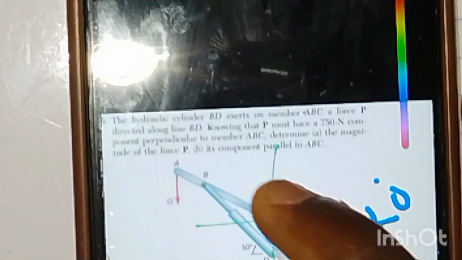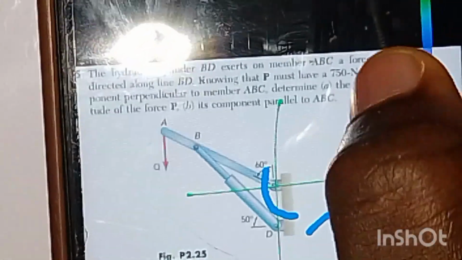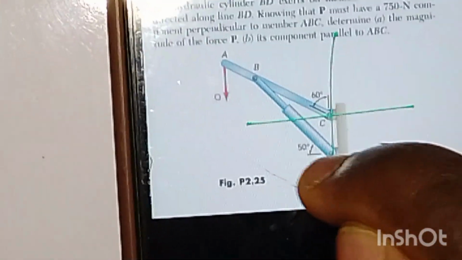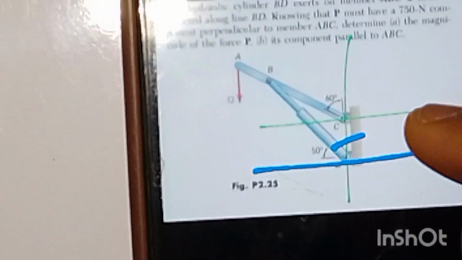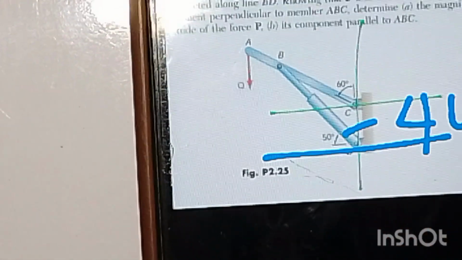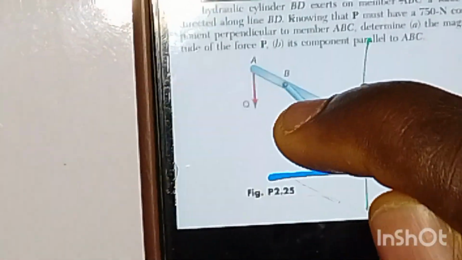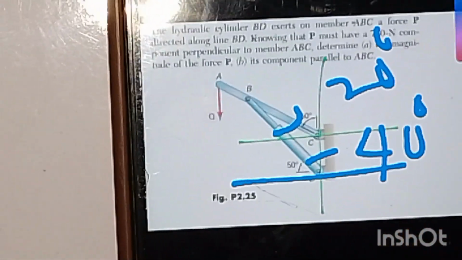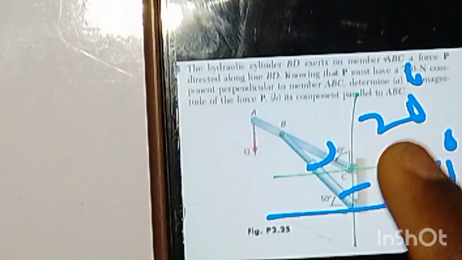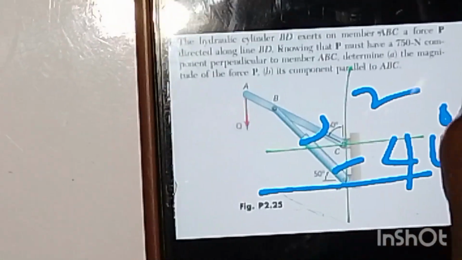So if from here to here is 120 degrees, and this particular stuff is perpendicular, and if from here to here is 50, so that means from here to here is also what? 40 degrees. So if from here to here is 40 degrees, from here to here is what? 20 degrees also.